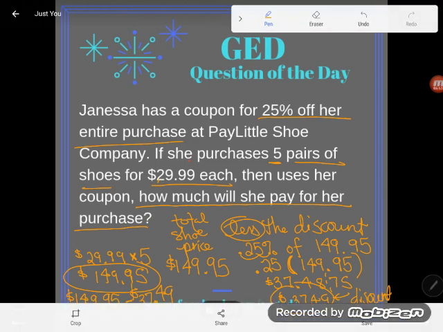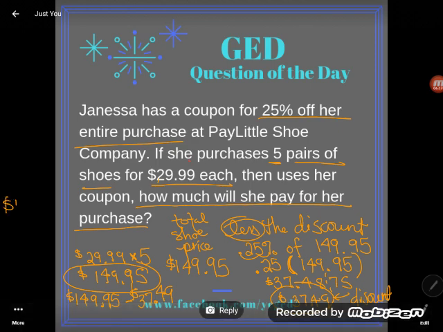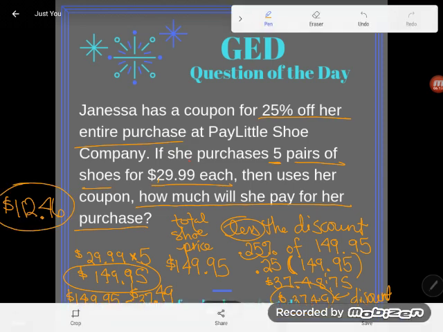So for my last little step here then, I'm going to take the total price of the shoes, $149.95, and I'm going to subtract out that $37.49 discount. And yay, Janessa is saving some cash. She's only going to spend $112.46, still more money than I have. I should go into another line of work besides teaching, but $112.46 on her shoes. All right.